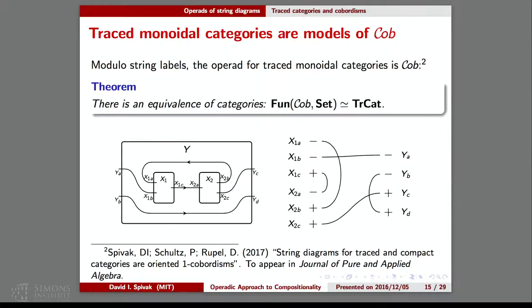How does that work? A cobordism is a cobordism between two oriented zero manifolds. And a zero manifold is a signed set. It's a finite set of pluses and minuses. So x1 here is two minuses and a plus. x2 is one minus and two pluses. And y is two minuses and two pluses. And so, knowing that x1a is attached to x2b, as you can see here, and knowing all of this stuff, is just drawing a cobordism.